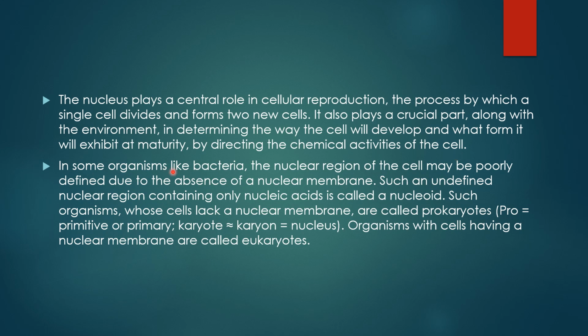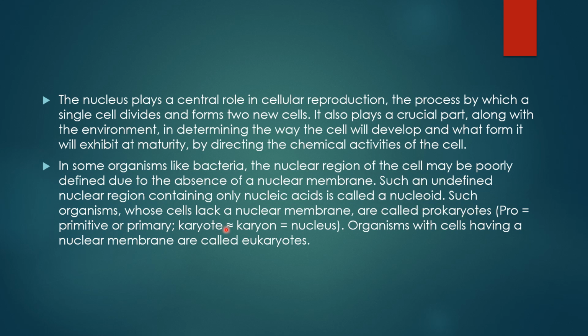In some organisms like bacteria, the nuclear region of the cell may be poorly defined due to the absence of a nuclear membrane. Such an undefined nuclear region containing only nucleic acids is called a nucleoid, right?